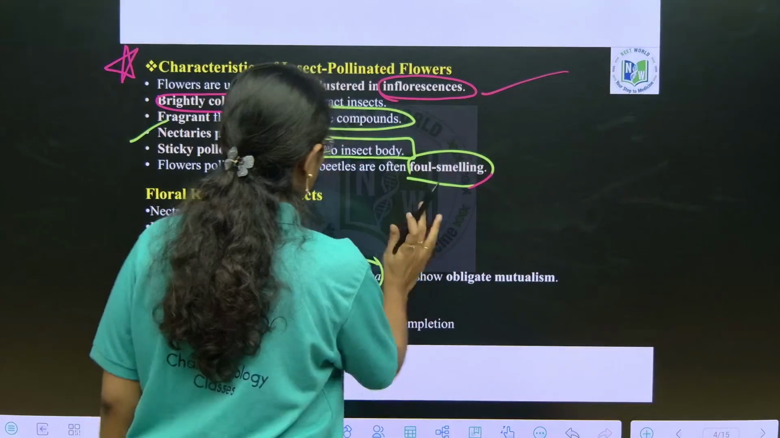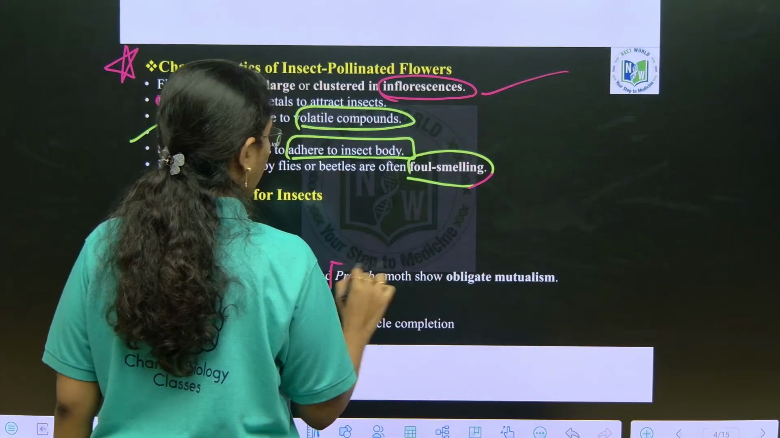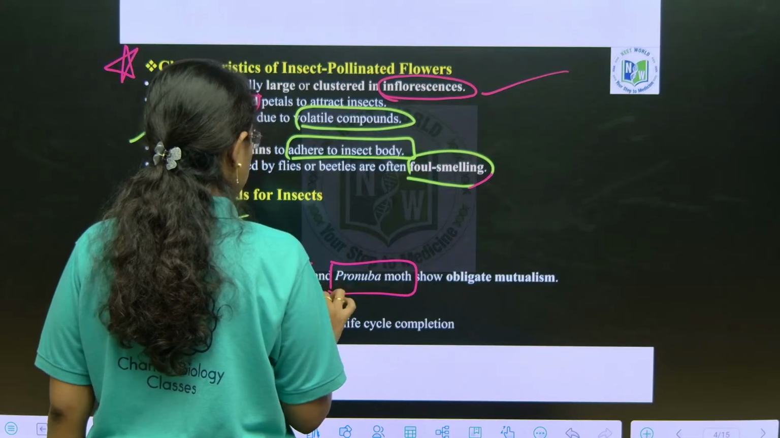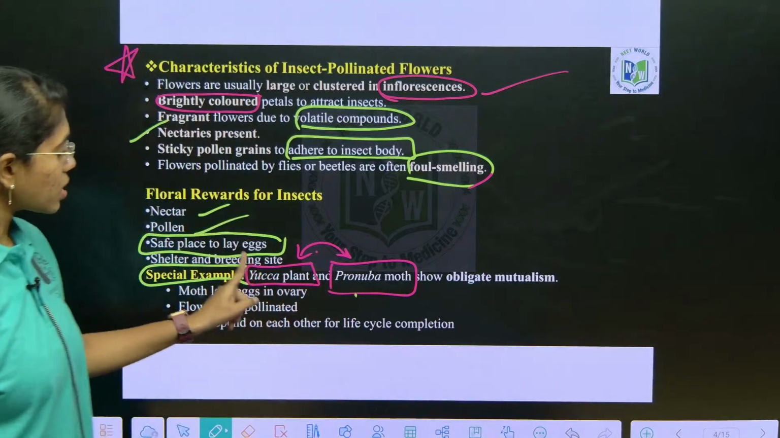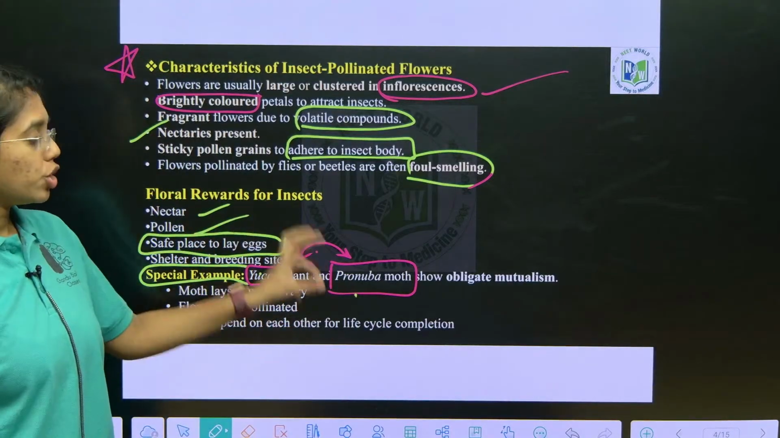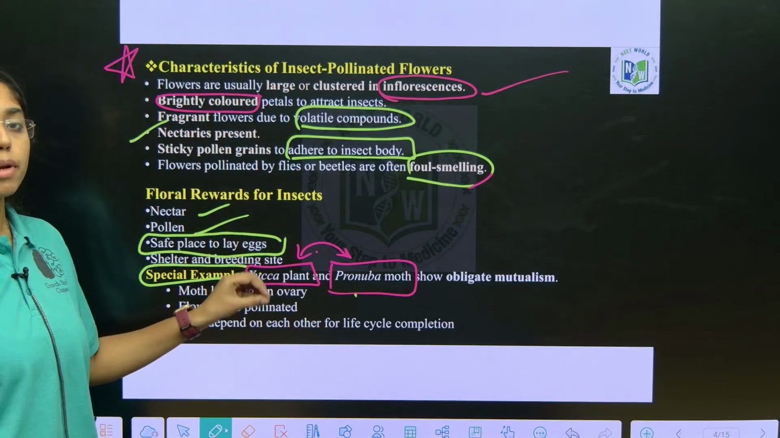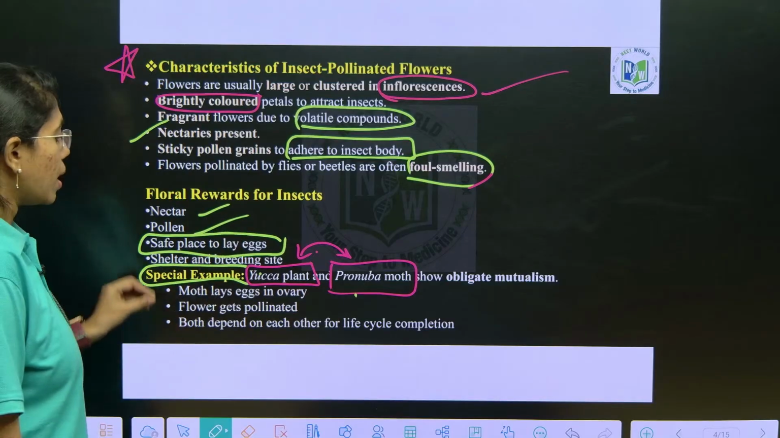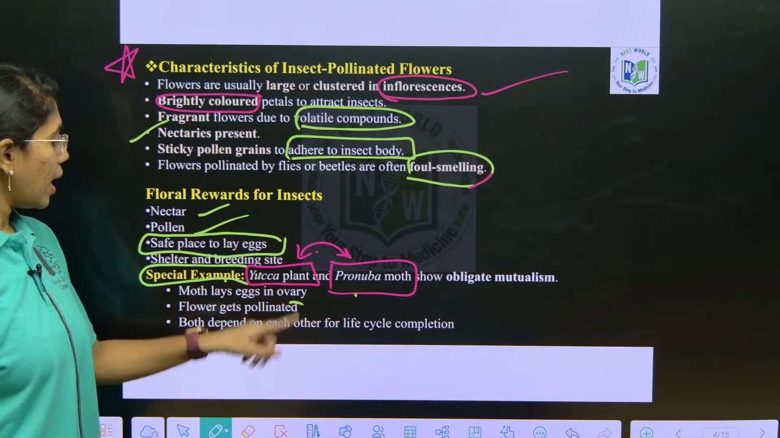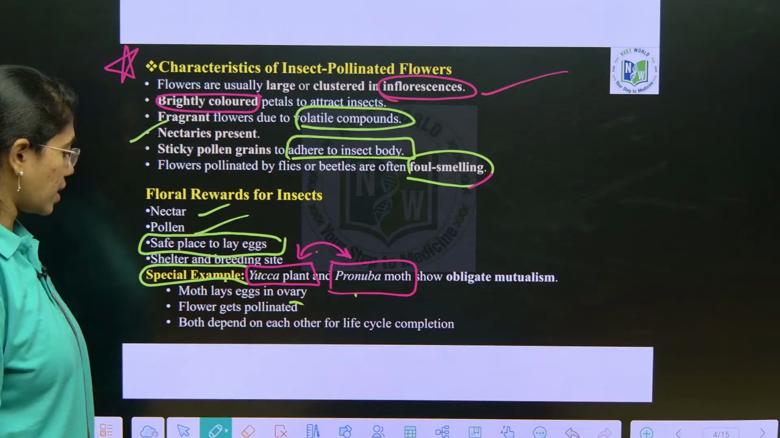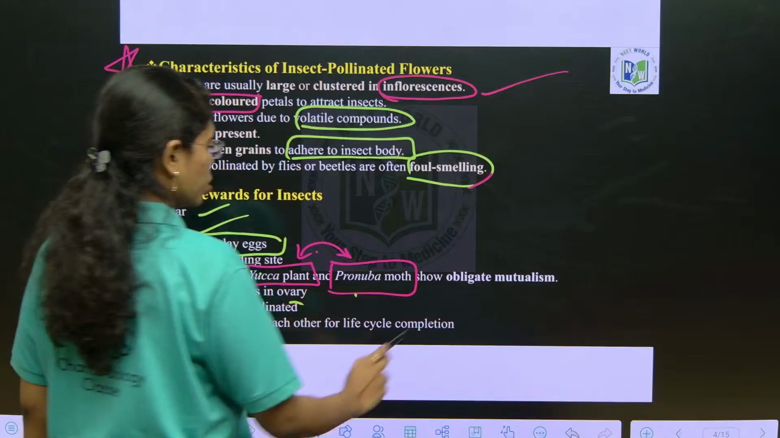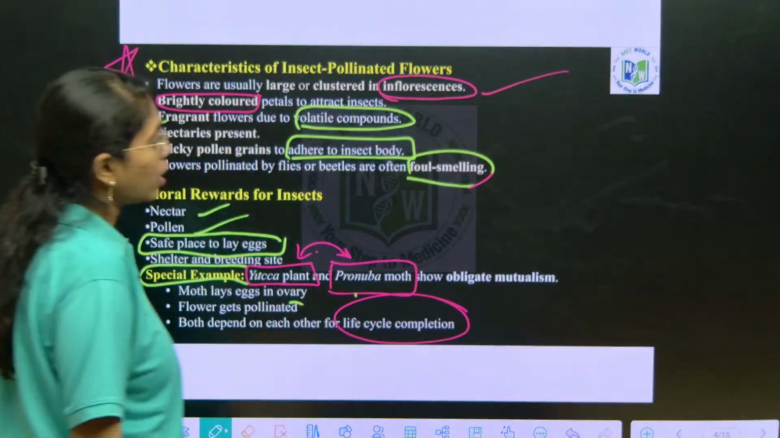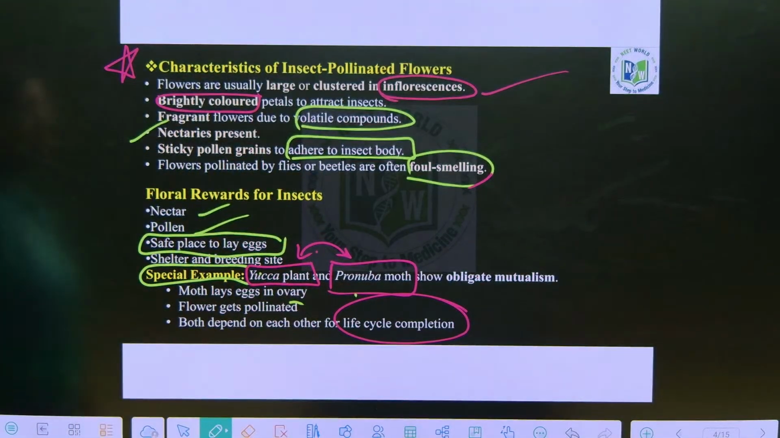So here it is. Pronuba moth and yucca plant, this is a symbiotic association. The moth will lay eggs and the yucca plant will give shelter. This is an example of obligate mutualism. The moth lays eggs in the ovary and the flowers get pollinated as such. Both depend on each other for life cycle completion.